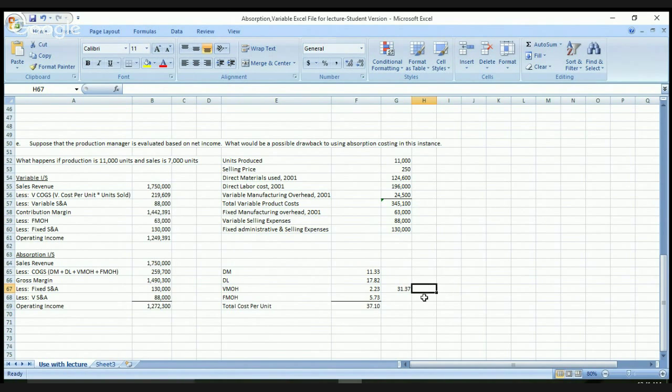Now, if we look at our fixed cost per unit, if we take that times the 11,000, I get 63,000, which is what's included right here. Okay? And then if I take that times the 7,000, it's only included $40,090.90, which is included right here. So that is the reason why here our costs are lower than they are in variable costing if the units produced are greater than the units sold.